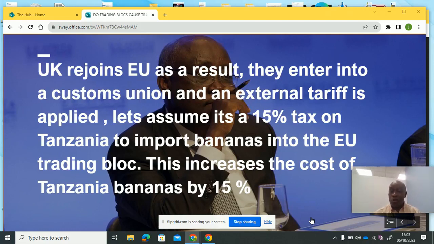As a result of joining the trading bloc, as you should have learned in previous lessons, when you're part of a trading bloc, they have what you call a common external tariff, which applies to any country outside the EU trading bloc. In this case, Tanzania is outside the trading bloc. So let's say they decide to set a 15% tax on Tanzania for them to be able to import into the EU. Suddenly, the cost of Tanzanian bananas goes up by 15%.